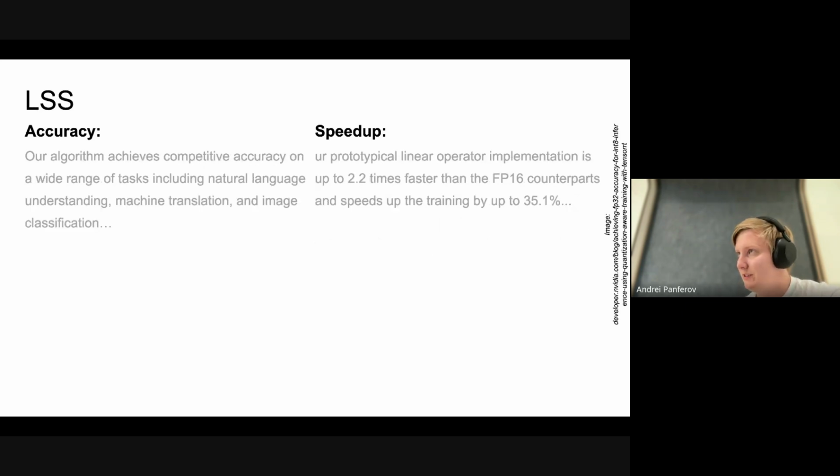Another paper which does integer 4 end-to-end pre-training again simply states that it achieves competitive accuracy without going into much detail of how much it actually drops, or at least not analyzing the trade-off between the speedup and the accuracy drop, while again focusing on speedups that they're able to achieve, where for the matrix multiplication itself, they show 2.2x speedup over FP16, and for end-to-end training, they show 35% speedup.